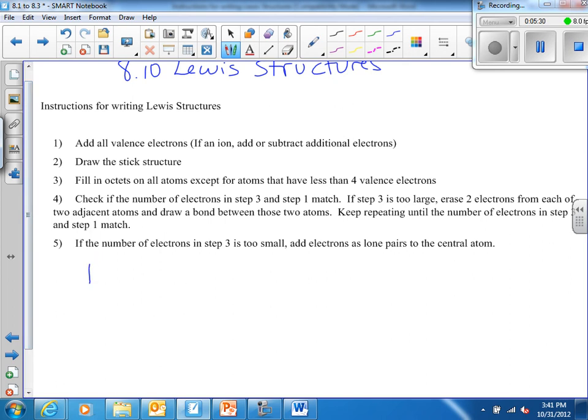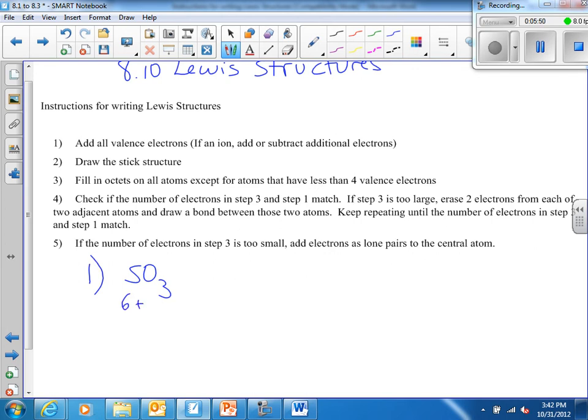So number one, we're going to do sulfur trioxide. Step one, we add all the valence electrons. Valence electrons are the outer electrons. So S has 2 s electrons and 4 p electrons. S has 6 outer electrons.